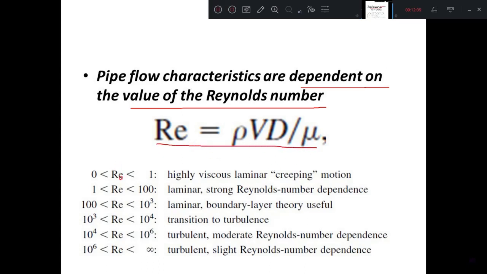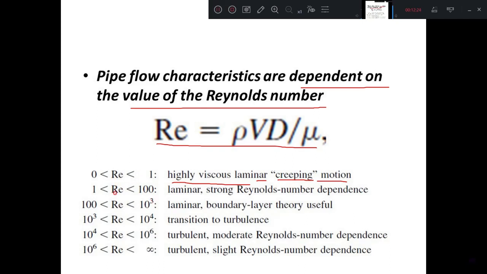Suppose the Reynolds number comes out to be more than 0 and less than 1. It is a highly viscous laminar flow, but that flow is creeping flow, creeping motion. It's a very slow motion, that is when we get a Reynolds number less than 1.